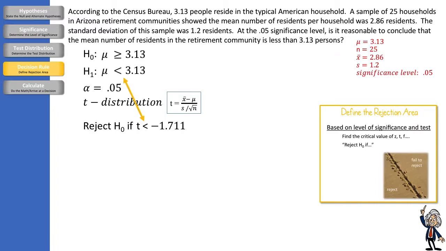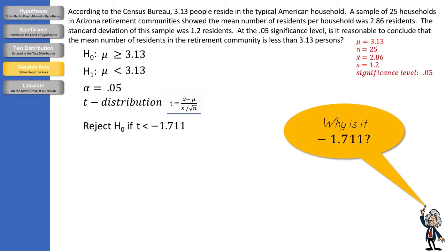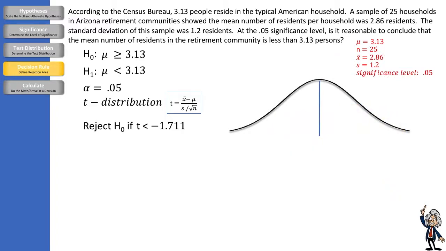Notice these two signs match, but why is it negative 1.711? Good question. Let me draw you a picture. Because we are interested in whether mu is less than 3.13, then we're dealing with the left side of the curve. The t-table shows us the absolute values, but our critical value will be below 0, and therefore negative. Our rejection area is anything below negative 1.711.